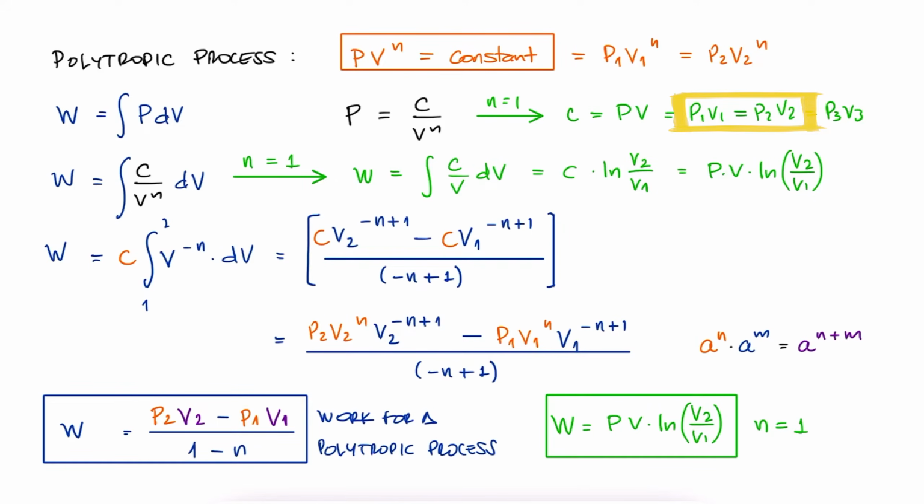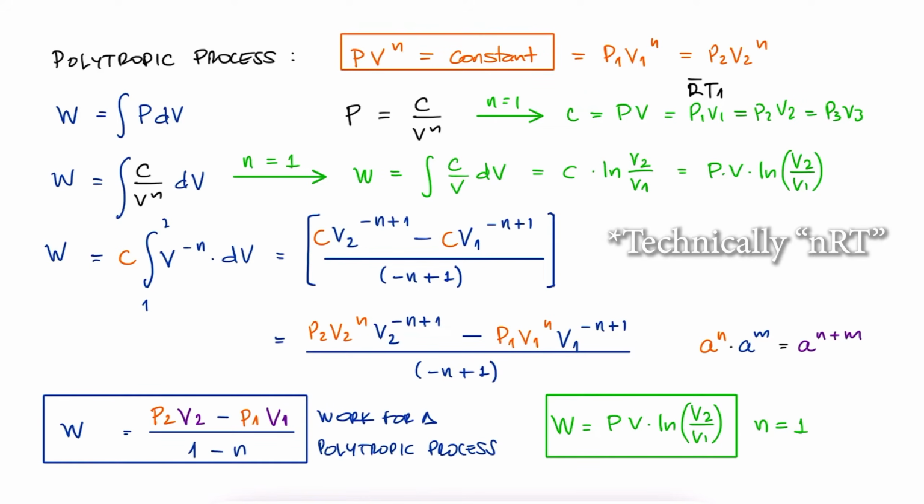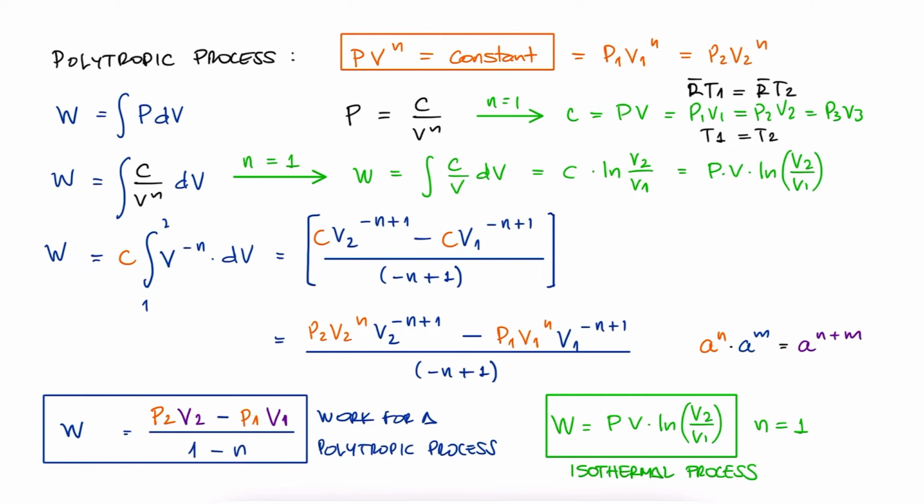And what does it mean that n is equal to 1? Well, if P1V1 is equal to P2V2, from our ideal gas equation, this is only true if the right-hand side of the P times V equation is constant. The right-hand side is R bar T1 for the first one, and R bar T2 for the second one. If these two are equal, it means that T1 and T2 are the same. Therefore, the big conclusion here is that when the polytropic index n is equal to 1, the process is an isothermal process, or a process where the temperature is kept constant.